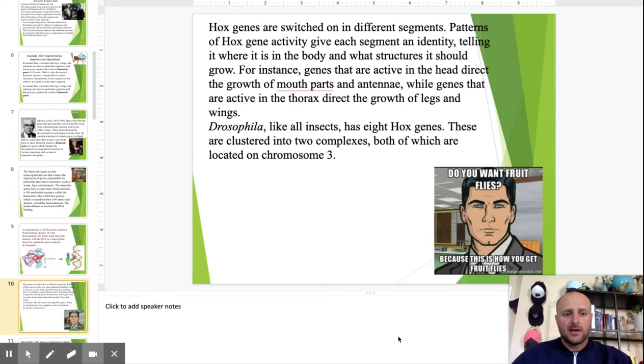For instance, the Hox genes that are in the regions that make the head are going to direct things like the mouth parts and antenna to grow, and different parts of a fruit fly like a thorax are going to direct things like the legs or the wings. The fruit flies have 8 Hox genes, and they're all on the same chromosome, located on chromosome 3.